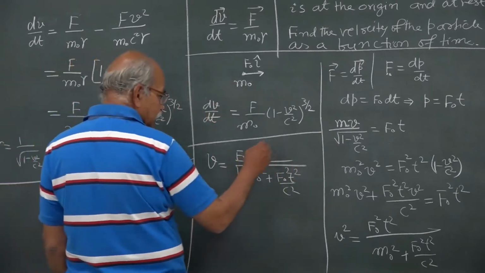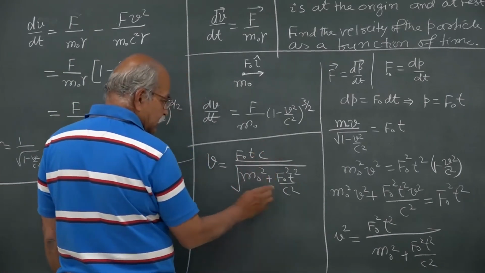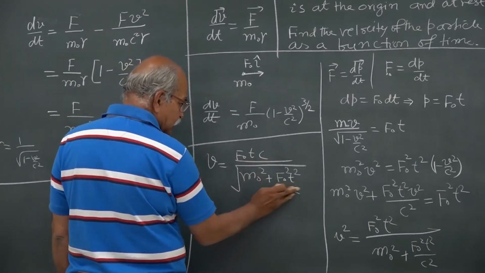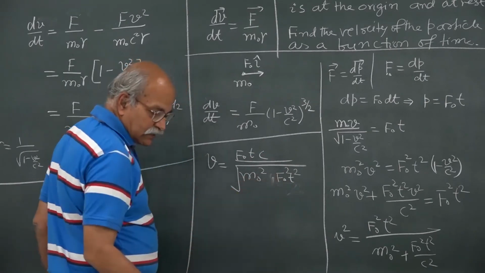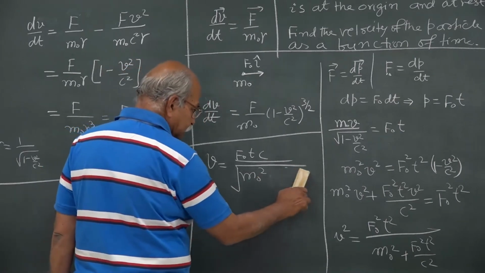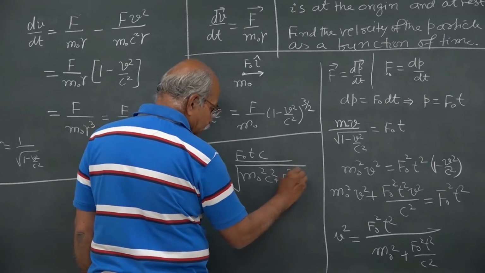Let me multiply both numerator and denominator by c. So, c here and c square inside. So, the numerator will become c times F naught t, and the denominator will be the square root of m naught square c square plus F naught square t square. It is like this.